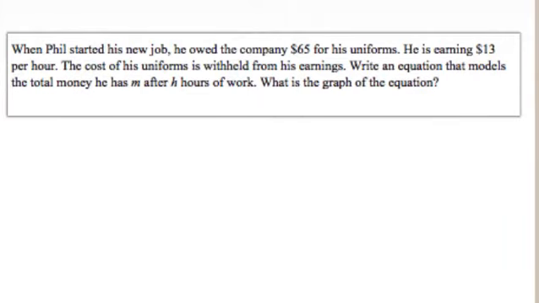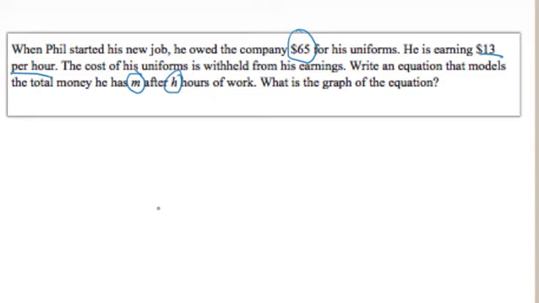Here's our last question, a word problem. When Phil started his new job, he owed the company $65 for his uniform. He was earning $13 per hour. The cost of his uniform is withheld from his earning. Write an equation that models the total money he has, M. So M stands for money, after hours he works. What is the graph of the equation?